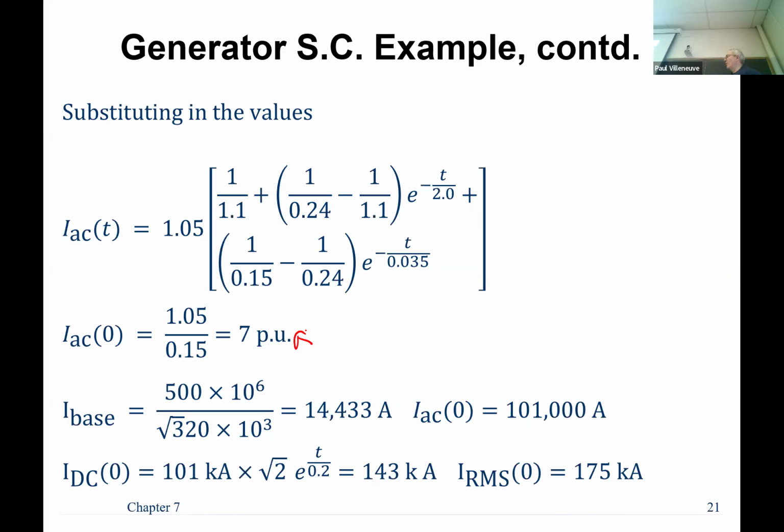Now I add in the DC component, again, just after the fault occurs. And I've got to add to that my 143, and then I do the RMS value, and I end up with 175,000 amps of fault current just after the device closes. If you want to know what happens in 3 cycles, you say T equals 3 divided by 60, right? Because each cycle is 1/60th of a second. So 3 divided by 60, or 1/20th, you plug that in there, and you can actually calculate what the current needs to be. Does anybody want to see what that current is after 3 cycles?